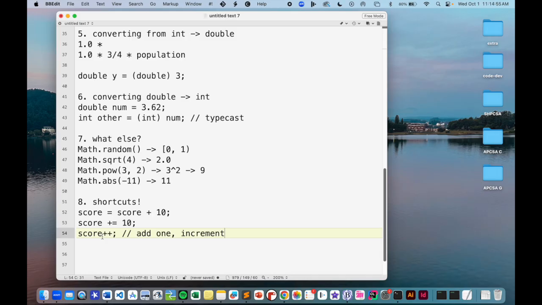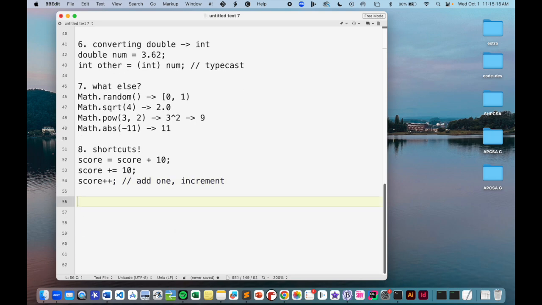Where else have we actually seen ++? Isn't this in the for loop? Like the last part is i++. And if we think about what that means, what happens to i every time we go through another iteration of the for loop is it increases by 1. So that's exactly what that's doing at the end: it's going i++, i is 1 more than it was before.